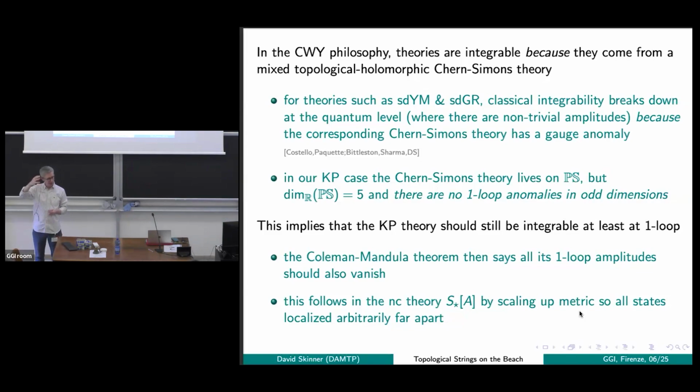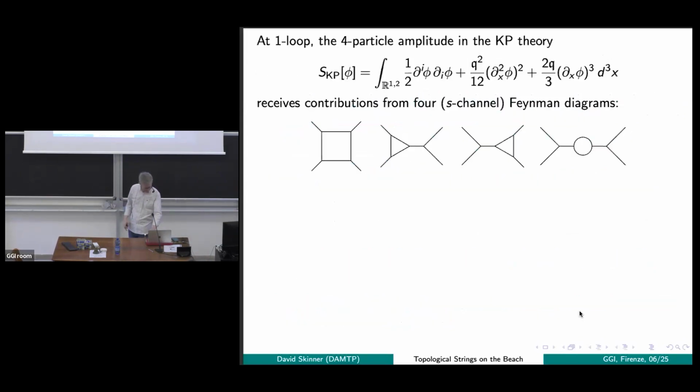It might break because your Chern-Simons theory, which was holomorphic, it was chiral, develops an anomaly at some loop order. But in our case, we're in 5 real dimensions, and certainly at one loop, there are no perturbative anomalies in an odd number of dimensions. So integrability of this theory cannot break, at least at one loop. Okay? So there can't be any scattering amplitudes at one loop, and you can see that from various points of view. So waves on the beach are quantum integrable, at least at one loop.